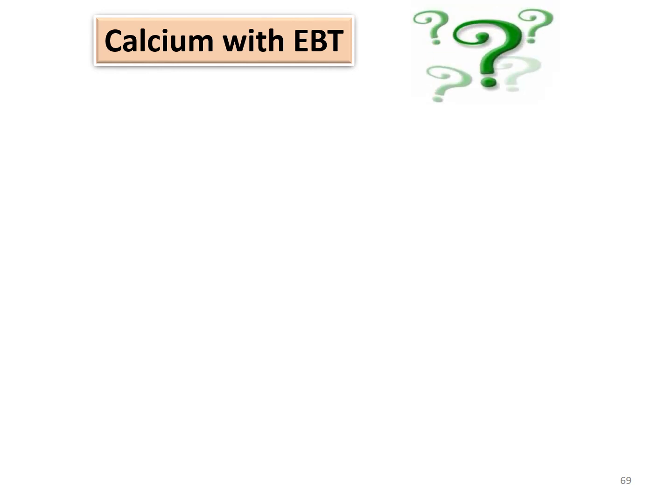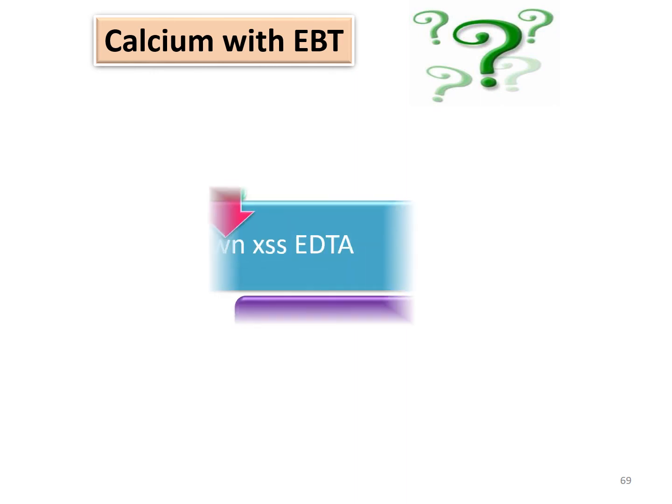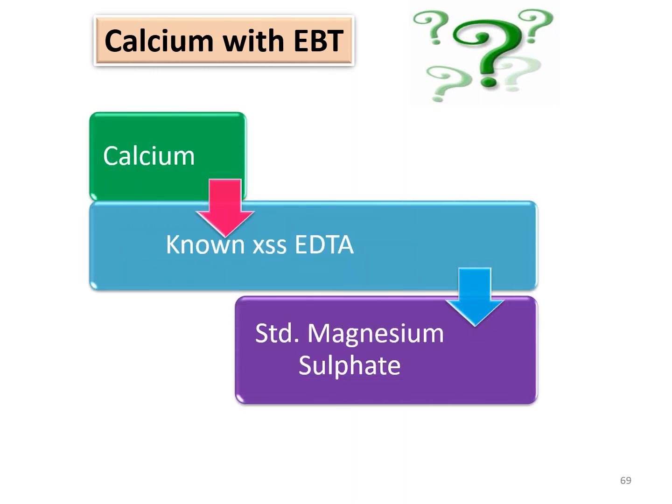If we want to analyze calcium using EBT, calcium is usually analyzed directly using murexide, if you remember. But if we want to use EBT, we follow the back titration technique. To the calcium sample, we add a known excess of EDTA. Then the residual EDTA will be back titrated using magnesium sulfate, using EBT as indicator, with a change of color from blue to violet.